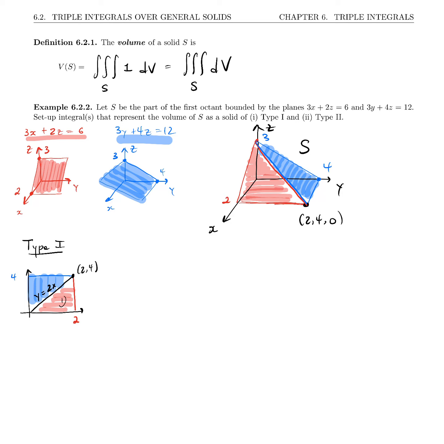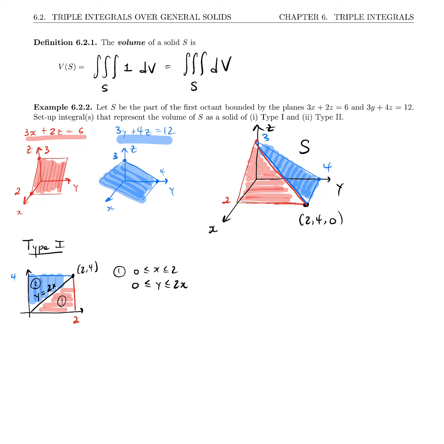So let's call this part 1 and part 2, region 1 and region 2. So region 1 is x going from 0 to 2, y going from 0 to 2x, right? If we go in y, we're going from 0 to 2x, and z is going from the xy plane up to this red surface.